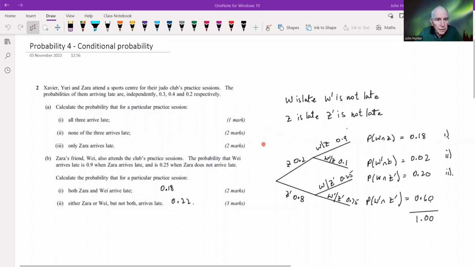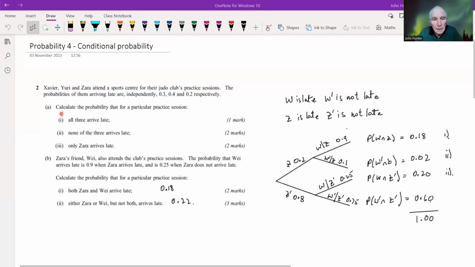Okay, so let's have a look at this question just to illustrate what we are talking about. This first part of the question isn't really conditional probability; it just sets the scene. Xavier, Yuri, and Zara attend a sports center for their judo club's practice sessions. The probabilities of them arriving late are independently 0.3, 0.4, and 0.2, respectively. Whether they arrive late is nothing to do with each other. They travel separately and so on. Calculate the probability that for a particular practice session, all three arrive late.